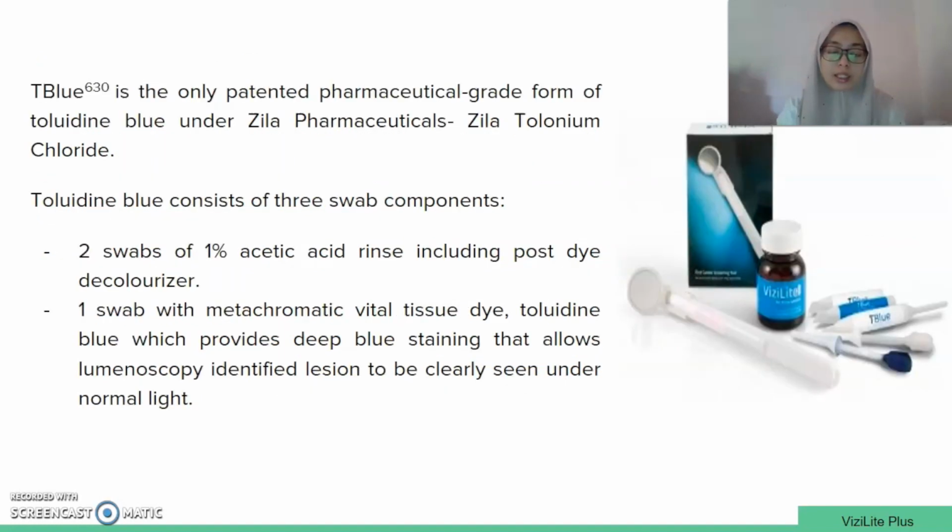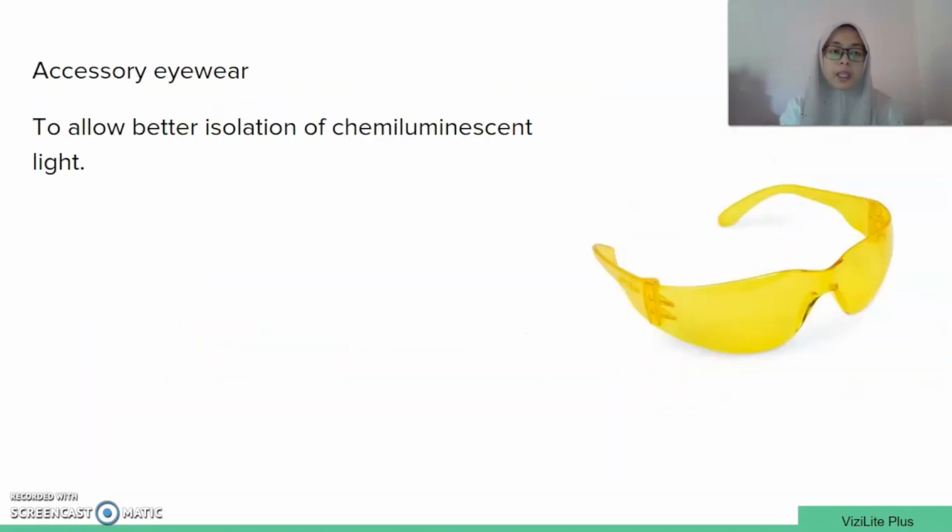Toluidine Blue 630 is the only patented pharmaceutical grade form of toluidine blue under Zila Pharmaceuticals. It is known as Zila Tolonium Chloride. This toluidine blue consists of 3 swab components, labeled 1, 2, and 3. There are 2 swabs of 1% acetic acid rinse, including the post-dye decolorizer, and 1 swab with the metachromatic vital tissue dye, toluidine blue, which provides deep blue staining that allows the luminoscopy-identified lesion to be clearly seen under normal light. It also comes with accessory eyewear, which allows better isolation of the chemiluminescent light.